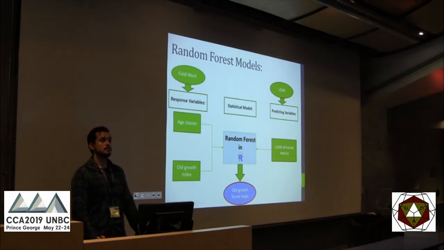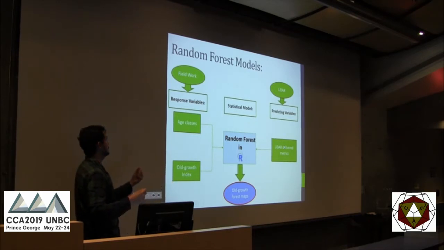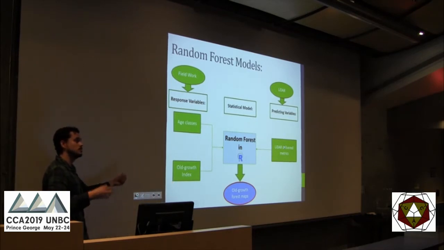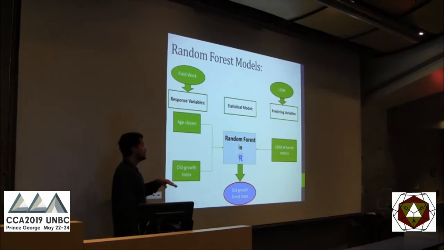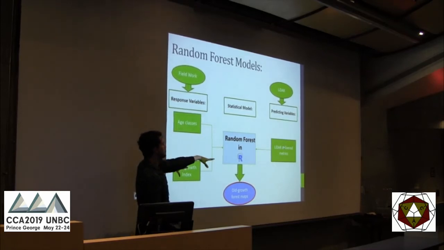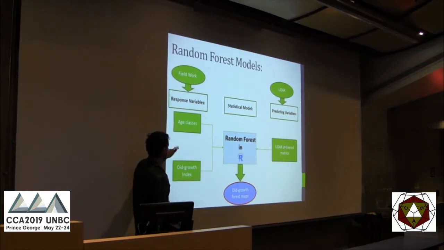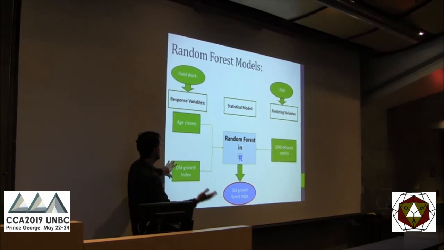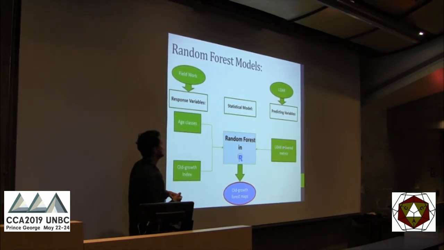For that, I'm using random forest models. It's a machine learning statistical model, as most statistical models have response variables and predicting variables. So in my case, I'm using 2 different models. The first one, I'm using age classes as response variables, and the LiDAR-derived metrics as my predicting variables. And the second model is the old growth index, again with LiDAR as predicting variables.